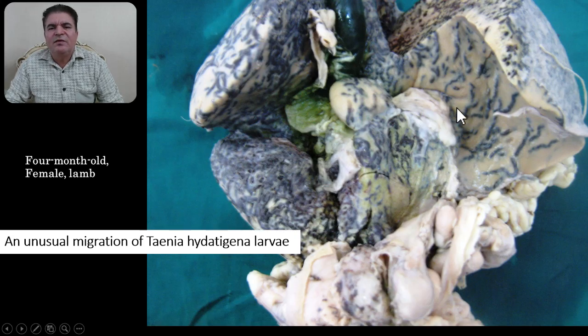This liver is fixed in formalin, so the intact portion of the liver is pale. But there are numerous migratory tracts, black in color, on the surface of the liver and in the cut section. This structure is the bile bladder, and there is bile imbibition as a post-mortem change.